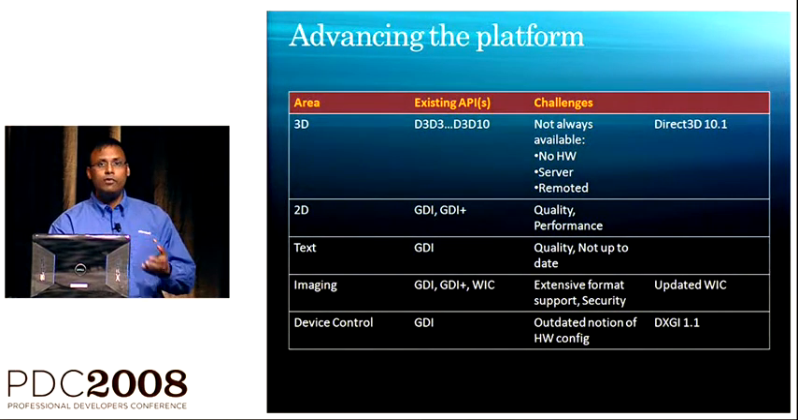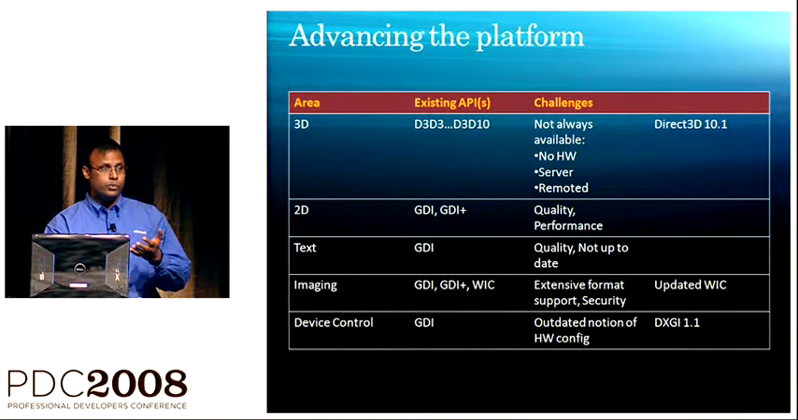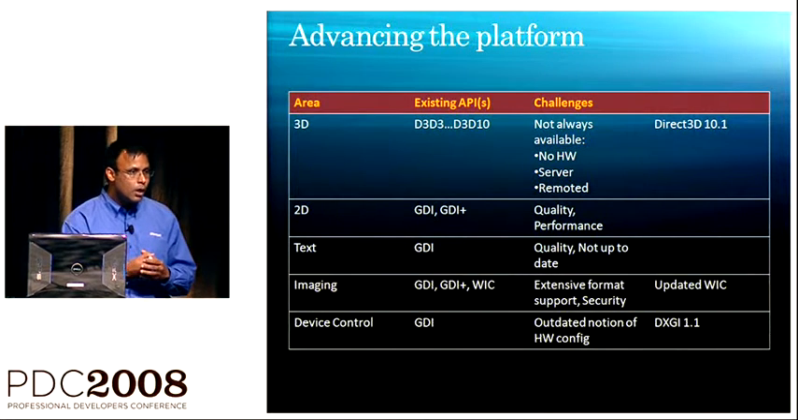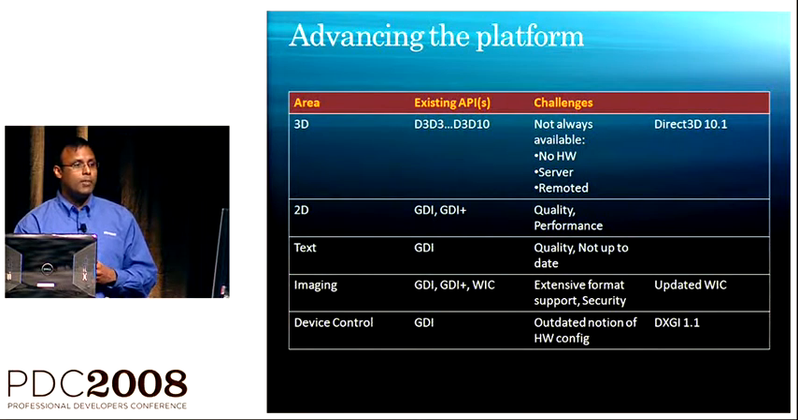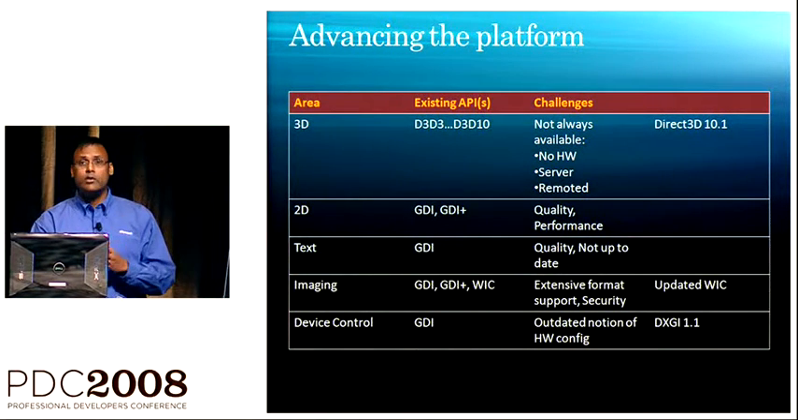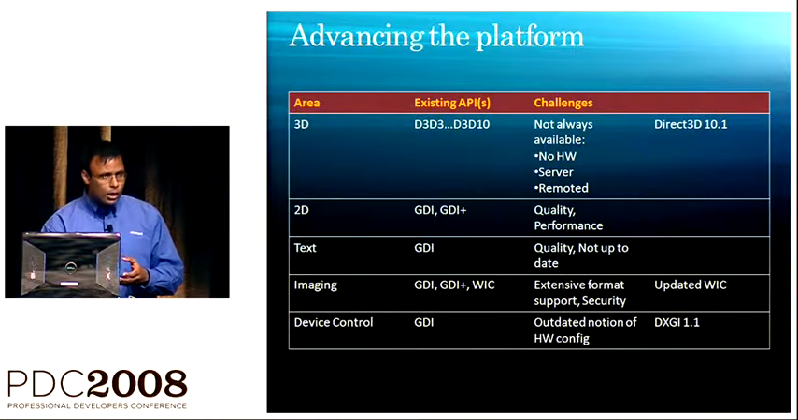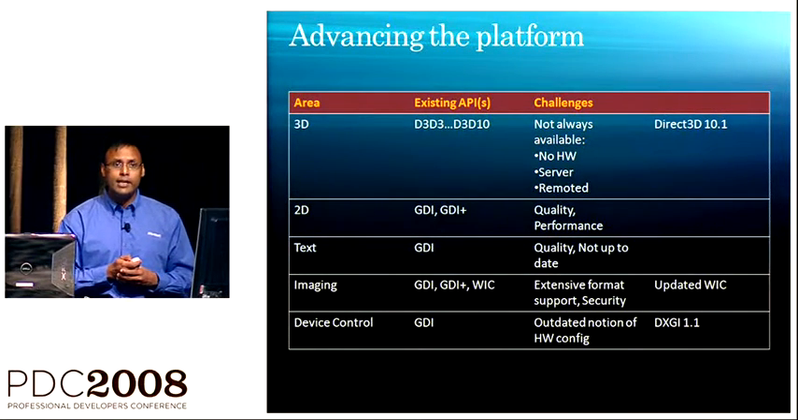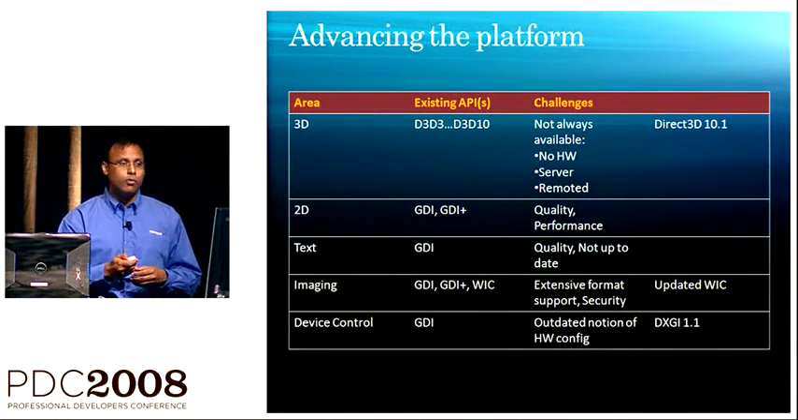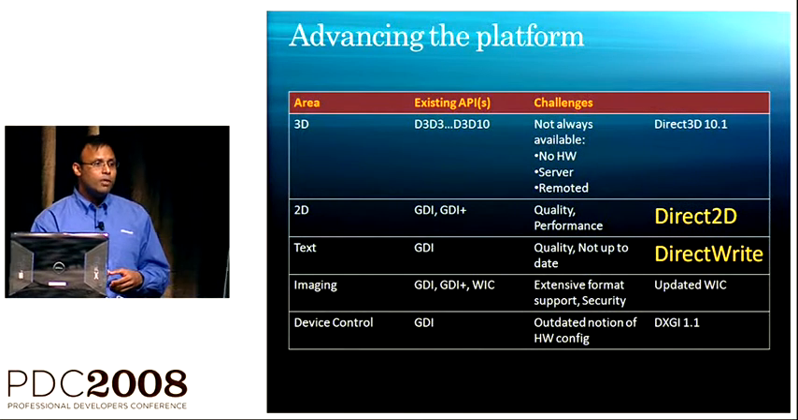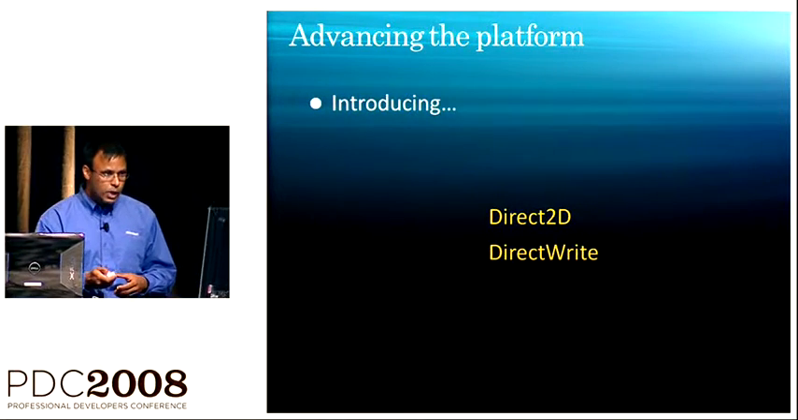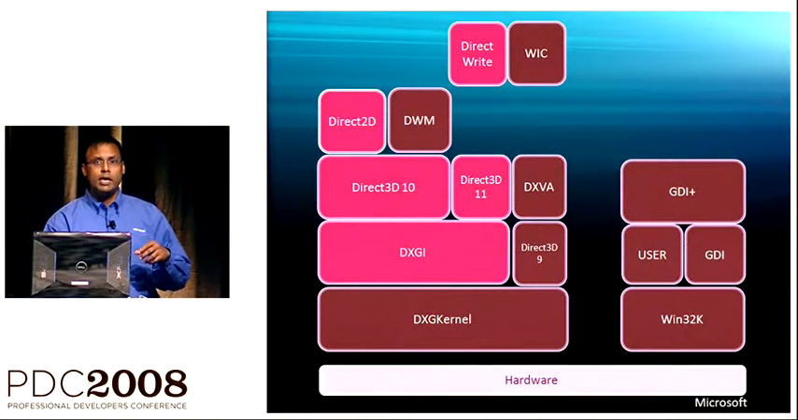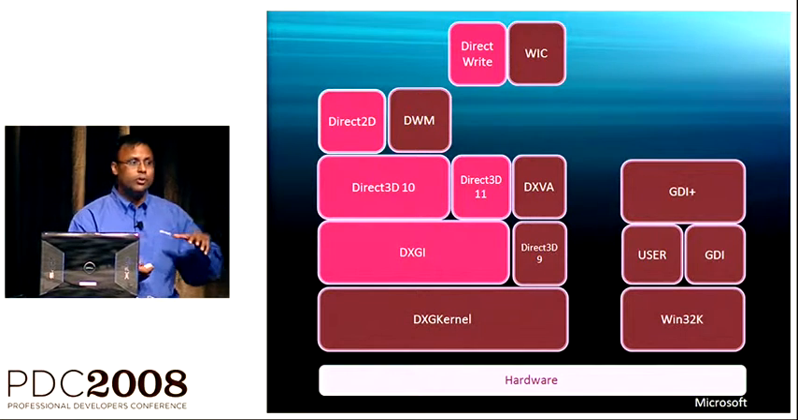So for instance, in 3D, we evolved the Direct3D 10 API, and we use Direct3D 10.1 as a baseline. For imaging, we continue to update WIC because that was a great foundation that we made in Windows Vista. And for device control, likewise, we updated DXGI. However, in the areas of 2D and text, there was clearly a need for a much bigger overhaul. And therefore, we came up with two new APIs, Direct2D and DirectWrite. We'll be talking more about these APIs, and there are more detailed talks on each one of them.